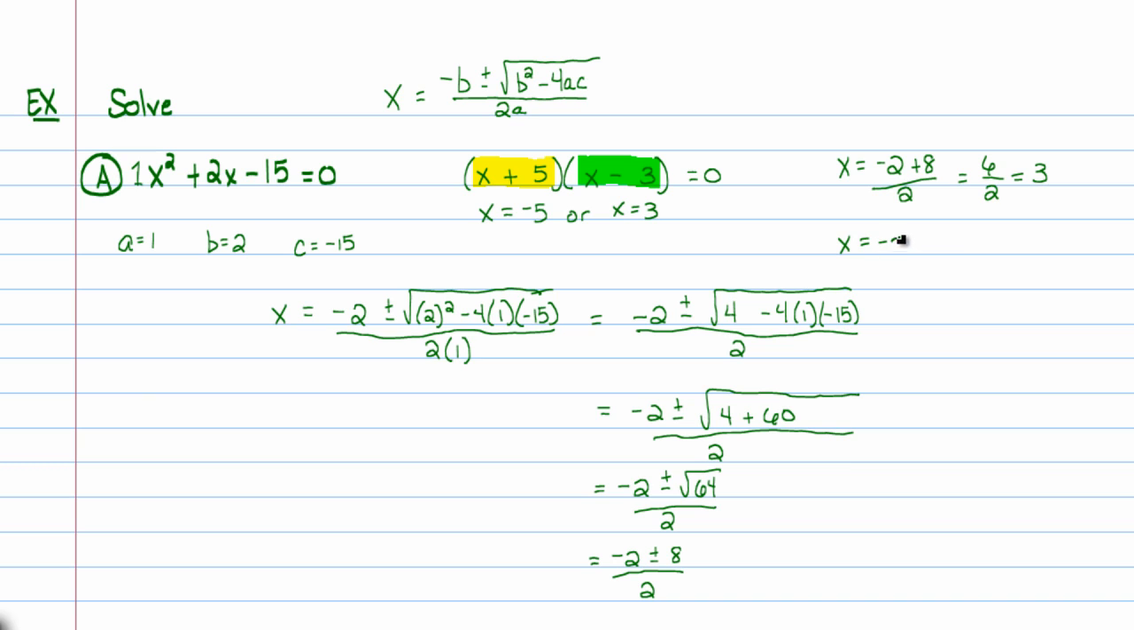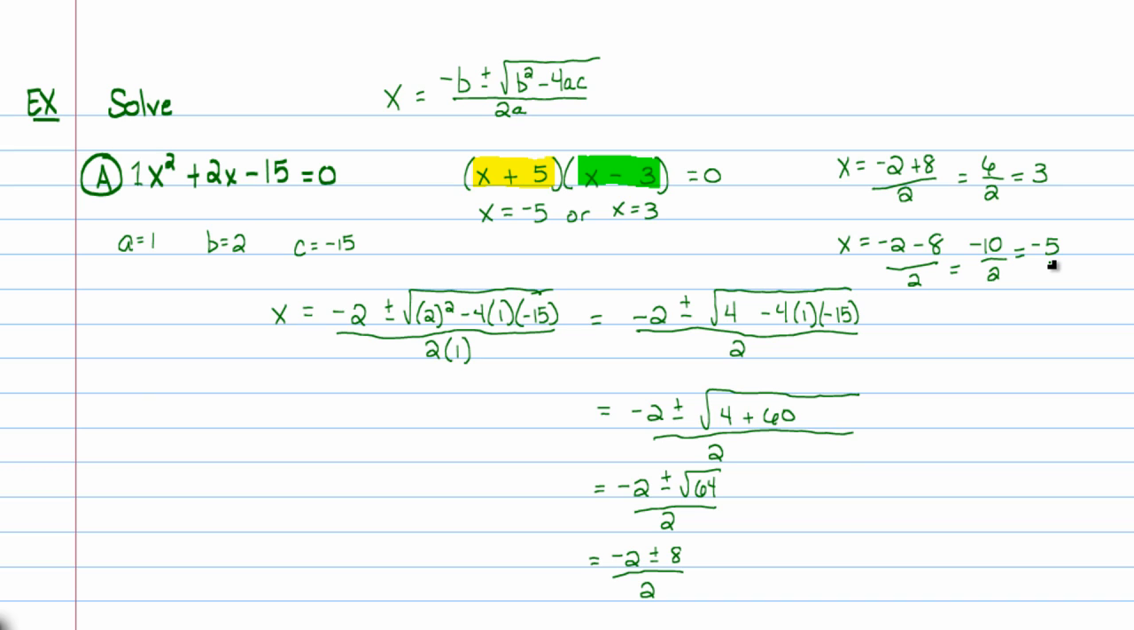Or x is equal to negative 2 minus 8. So I was taking care of the plus, now I'm taking care of the minus, all over 2. A negative 2, lose another 8, I'm at a negative 10, divided by 2 is a negative 5.